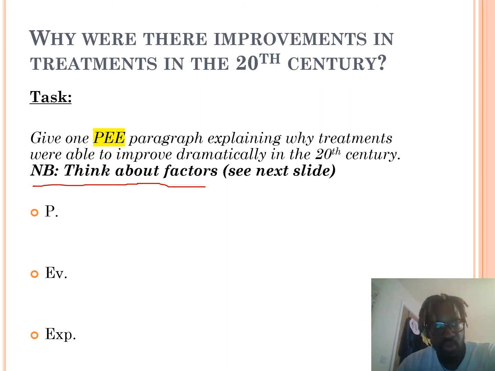So, for example, government. When you've done up to this point, having watched the video clip and read the Word document that I've sent you, you should know that government plays a key role in why there were improvements in treatments in the 20th century. Why? Give me point, evidence, explanation. Individuals play a key role in why there are improvements in treatments in the 20th century. Why? Point, evidence, explanation. So choose one particular factor and give me a PEE paragraph explaining why treatments were able to improve in the 20th century, why we were able to suddenly eliminate certain diseases.